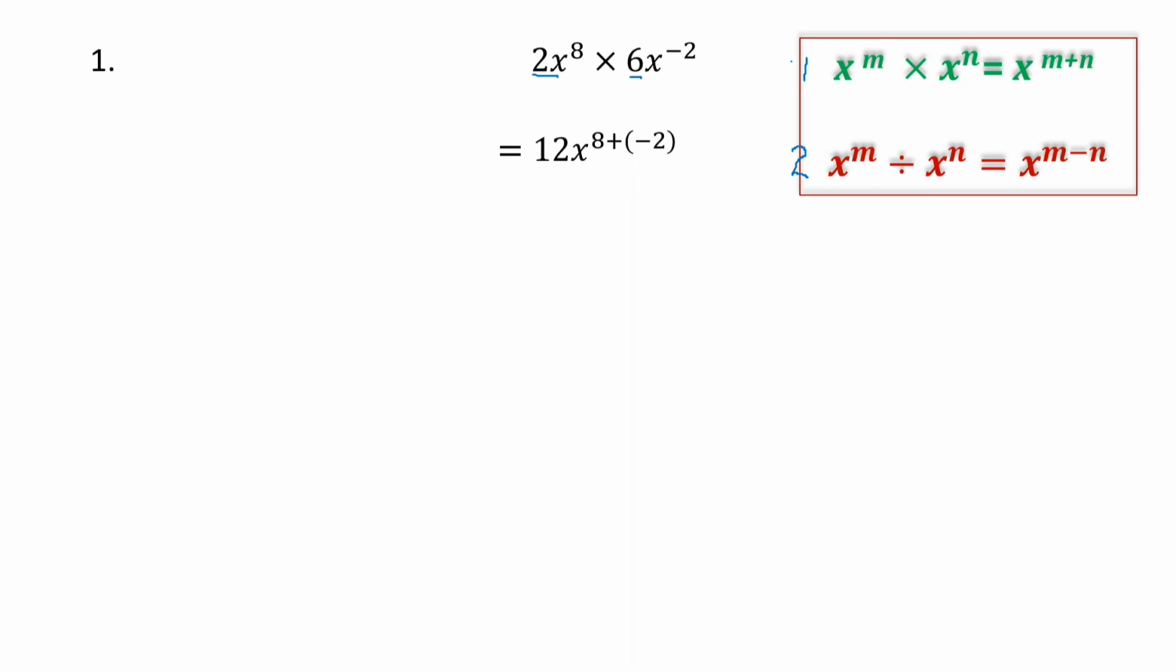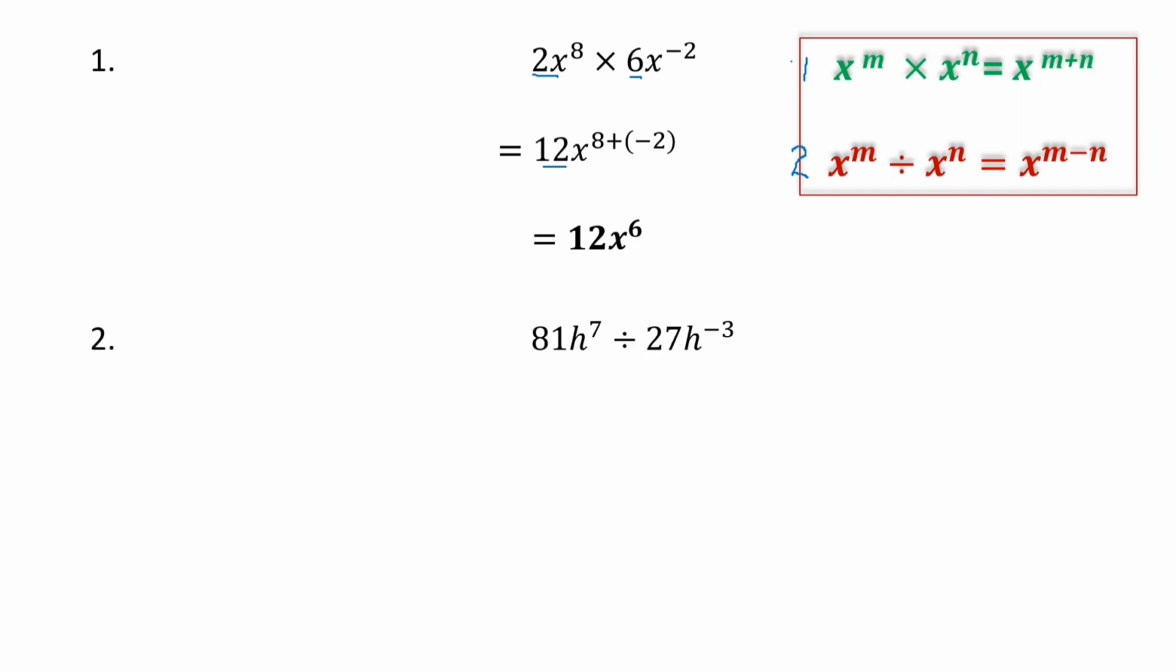6 times 2, we get 12. Then, according to this law, when we are multiplying indices of the same base, we simply add the powers. So we are adding 8 to minus 2. Right, so this simplifies to 6. So our final answer is 12x to the power 6, like this. Right, let's move on to our next example.